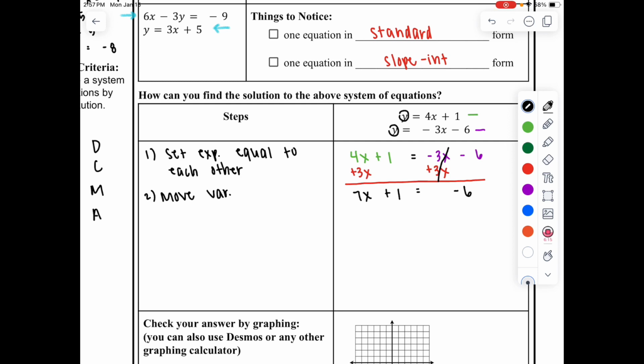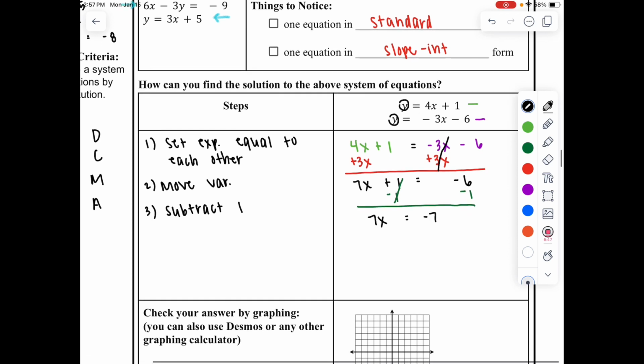My next step is to either add or subtract. Since it's a positive 1, I need to undo the positive, and I need to subtract 1, and I'll have to do that from both sides of the equation, the left and the right-hand side. Now, if I subtract 1 from the left and the right, I'm looking at a one-step equation here, and I'm very, very close to the end. So let's see what happens here. 1 minus 1 is 0, so the only thing on the left-hand side is the 7x. On the right-hand side, I have negative 6 minus 1, which is negative 7.